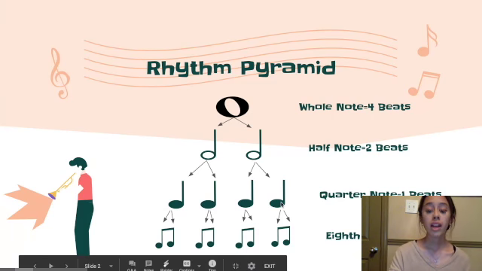Now, if you divide a quarter note in half, you would get 2 eighth notes. And so an eighth note by itself, this little guy right here, he would equal a half a beat. So 2 halves together equal a whole. So that's how we get that whole quarter note right there. That is half a beat.